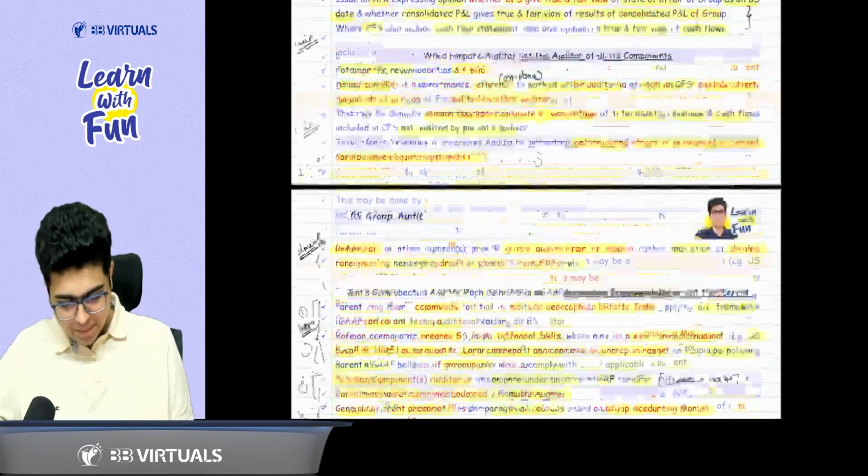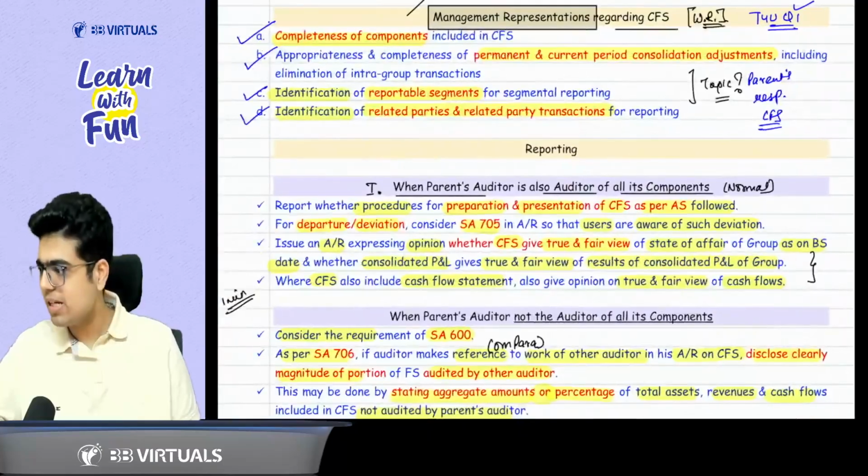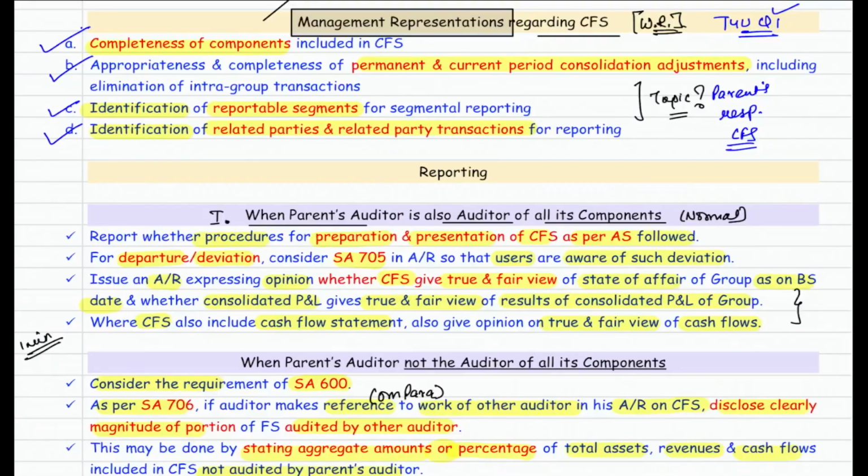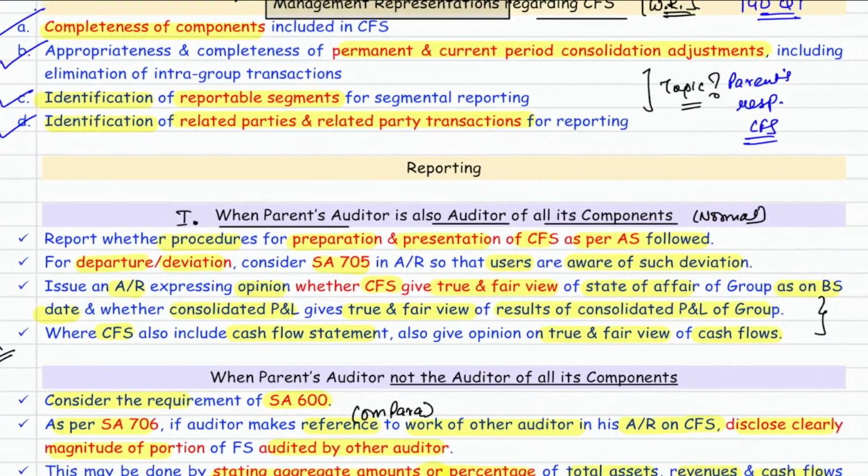So this is the basic part which is also written in your book. Everyone, let's revise. Report whether the procedures for preparation and presentation of CFS as per AS are followed. If not, for any departure or deviation, consider SA 705 so that users are aware about such deviation. Give the audit report expressing the opinion whether CFS give a true and fair view of 3 things. What are the 3 things? State of affairs on the balance sheet date, the true and fair view of consolidated P&L of the group, and cash flow statement giving a true and fair view of the cash flows. So these true and fair view points you need to include.